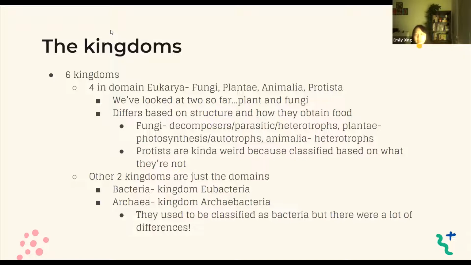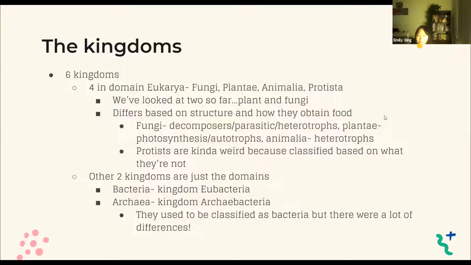So far we've covered plants and fungi, but these 4 are classified differently based on their structure and their niche, which is what role they occupy in an ecosystem, and how they obtain food mostly. So fungi are usually decomposers or parasites, which essentially harm the host for their own benefit. They're heterotrophs, which means that they don't make their own food. They depend on other organisms for food. And then on the other hand, plants are autotrophs. They make their own food through photosynthesis. And then animals are also heterotrophs. They don't make their own food.